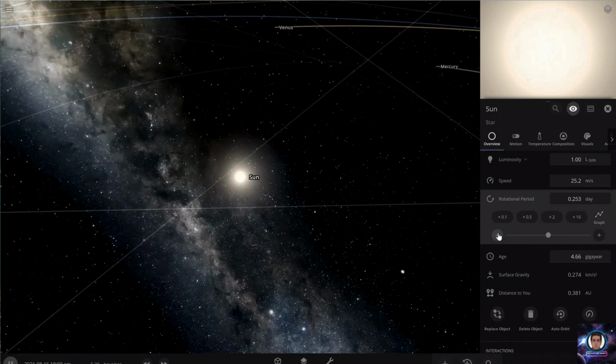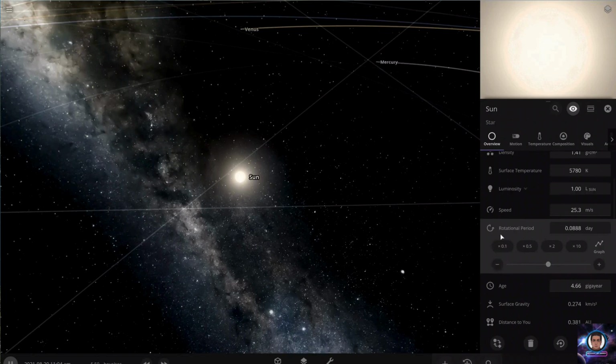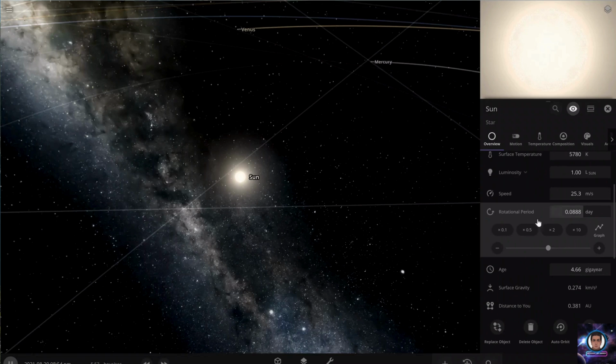So we are decreasing the rotational period. The sun is going around itself faster and faster. Now this is something like 2 hours. A full day and night for the sun right now is 2 hours or even less.